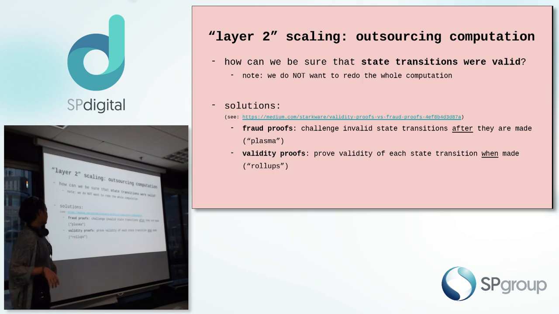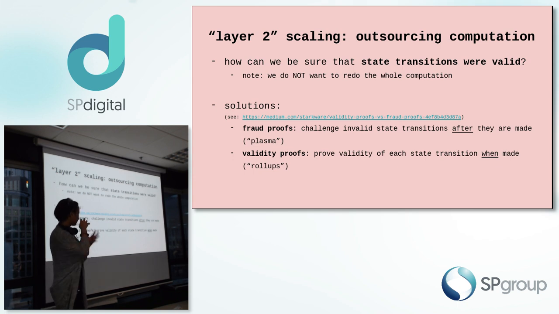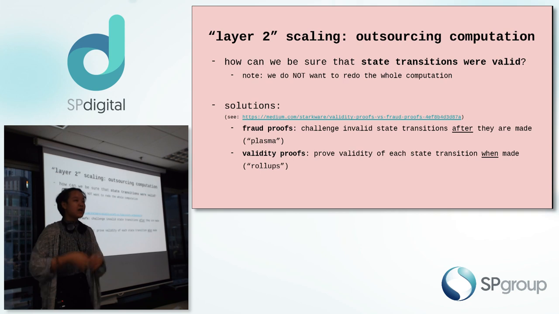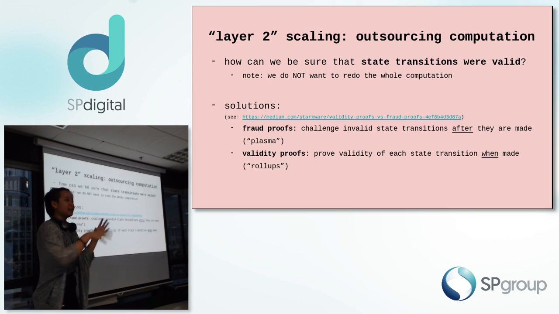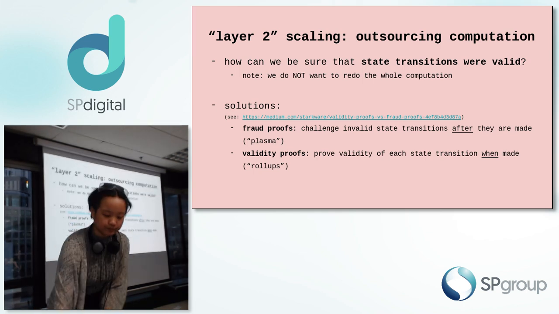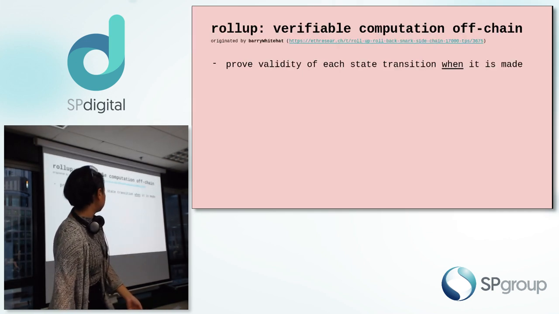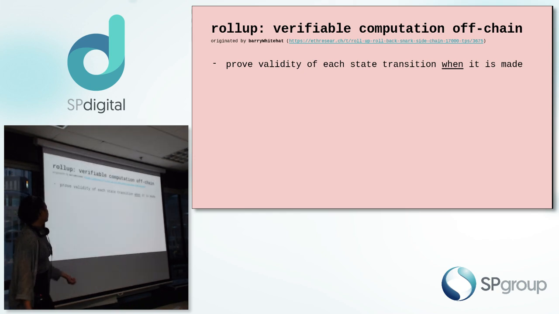The second class of solutions is called validity proofs, and more informally, it's called rollups. Validity proofs take a different strategy in that they require the operator to prove that their state transition was valid at the time of making it. So it's not the case that the operator can do something illegal and then be challenged or not challenged about it. Validity proofs make it such that the operator cannot do anything illegal. So validity proofs are the strategy that I'm focusing on today. Like I said, it's informally known as rollup.